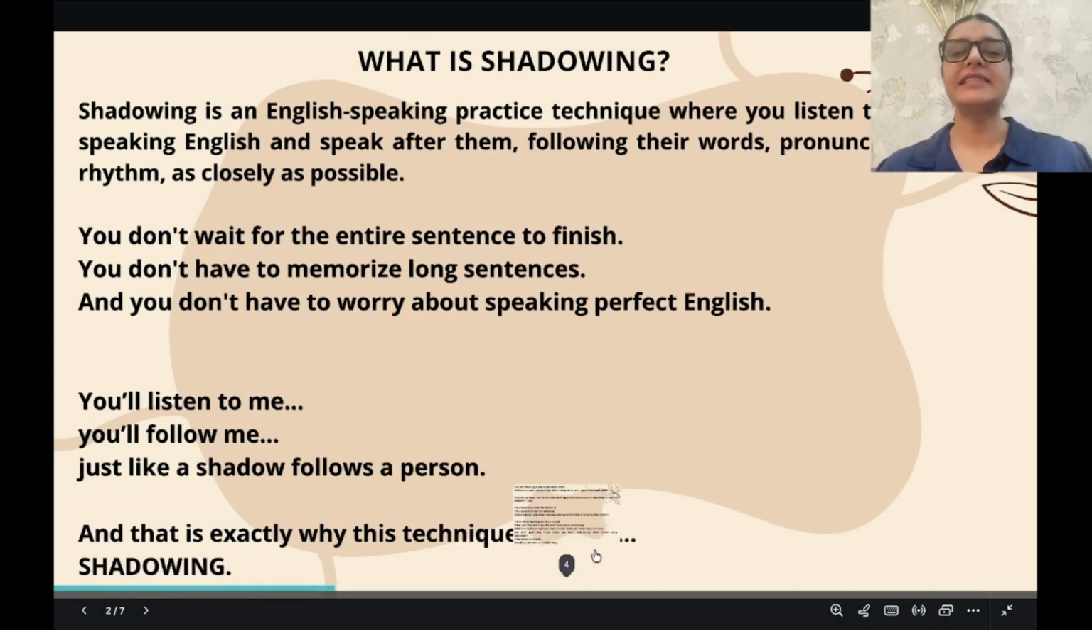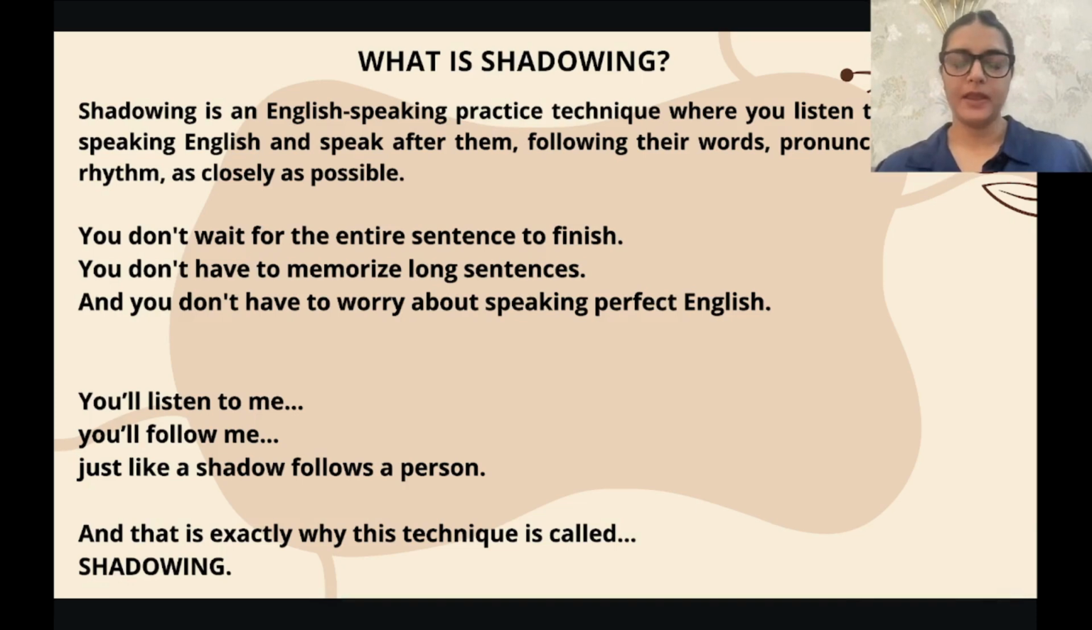Shadowing is basically a technique where you have to mimic someone. So shadowing is an English speaking practice technique where you listen to a person speaking English and speak after them, following their words, pronunciation, and rhythm as closely as possible. You don't wait for the entire sentence to finish. You don't have to memorize long sentences. And you don't have to worry about speaking perfect English.